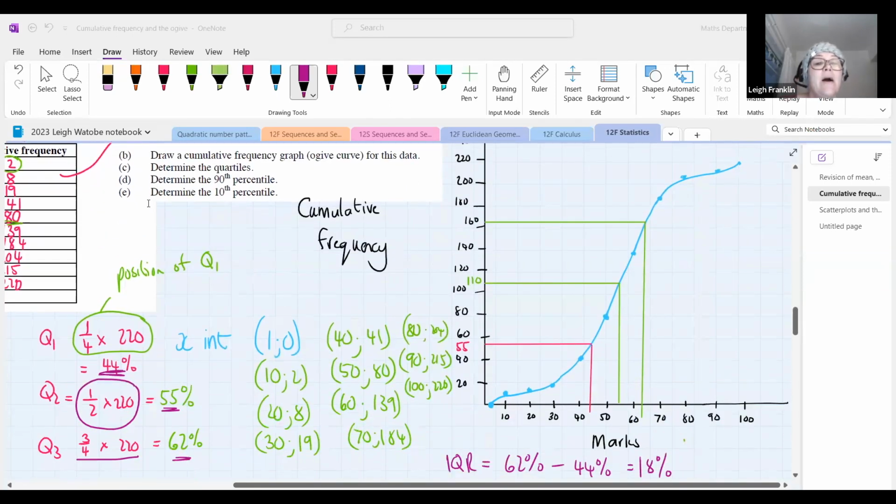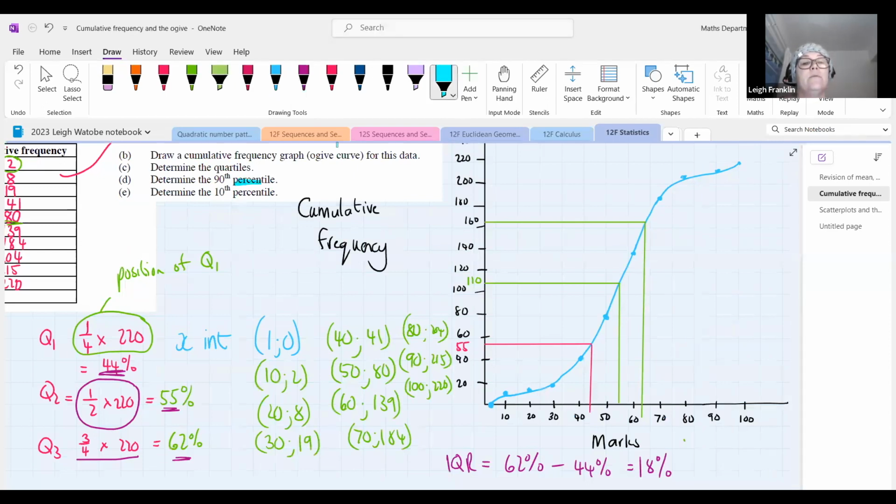Okay. So now, if they ask you for a percentile, where does the word percentile come from? Have you seen that word before? Percentile. Percentage, exactly. So it comes from a percentage. So if we want the 90th percentile, again, we need to locate its position on the y-axis and then read across.